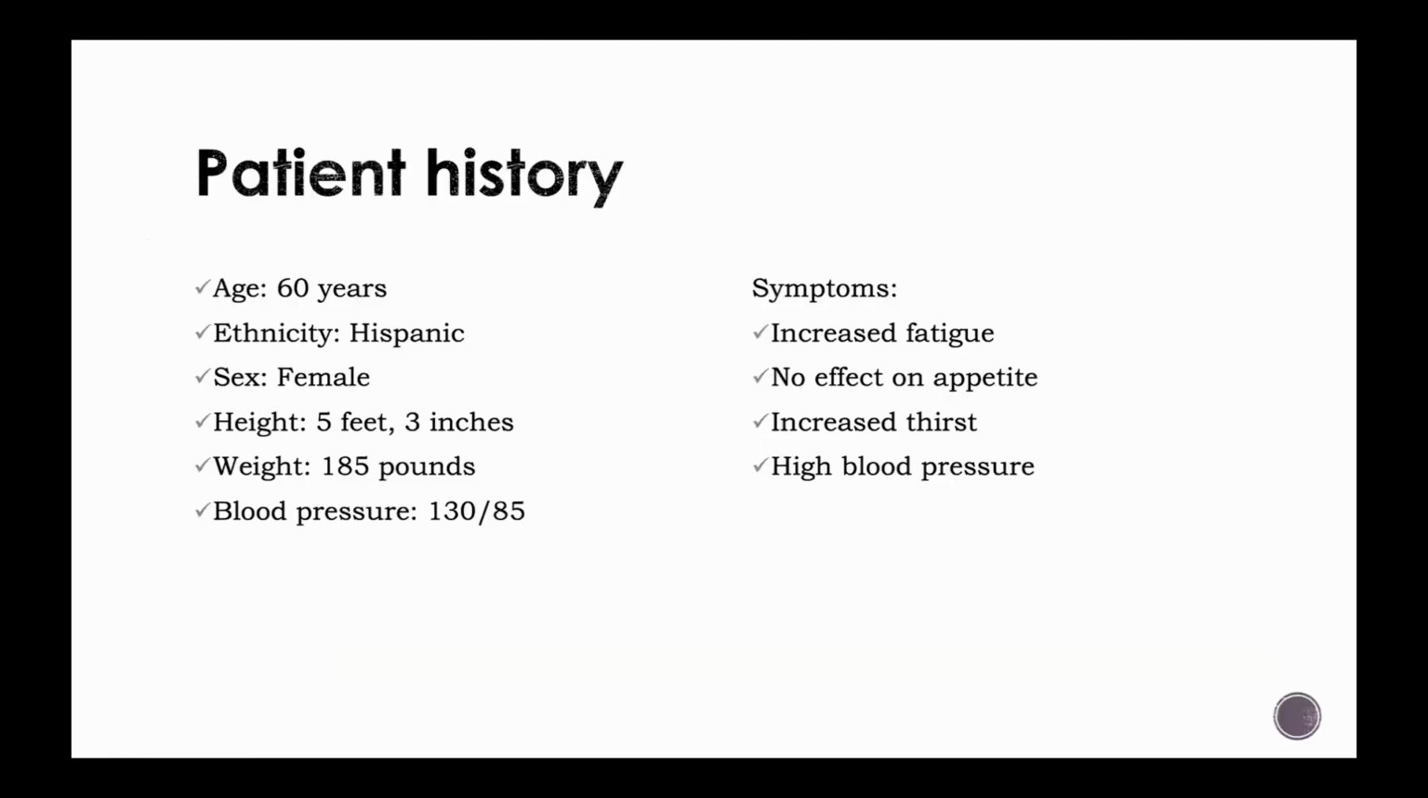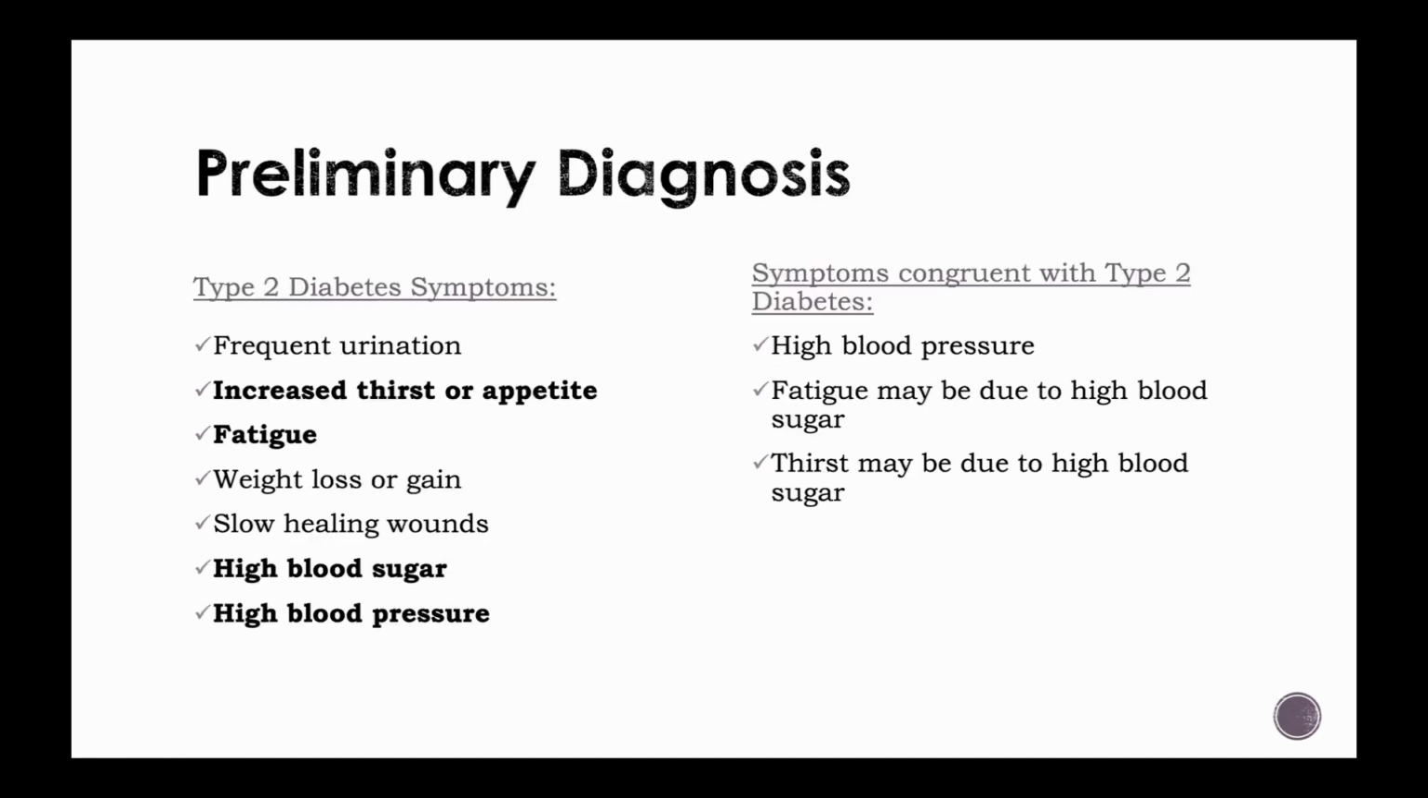Our patient here is 60 years old. She is a Hispanic female of 5 feet 3 inches. At the time of her visit, she weighs 185 pounds, and her blood pressure was taken to be 130/85. The symptoms the patient said she was experiencing include increased fatigue, no effect on her appetite, increased thirst, and high blood pressure. The normal range for blood pressure is 120/80. 130/85 is higher than that, so it's high blood pressure.